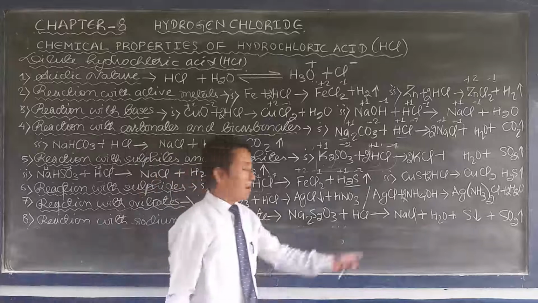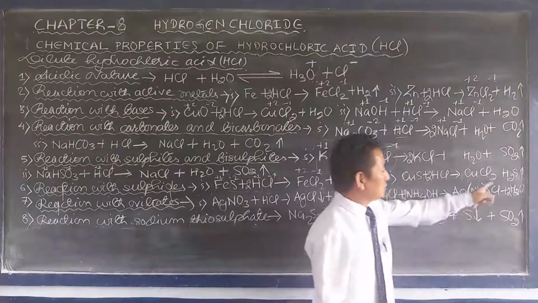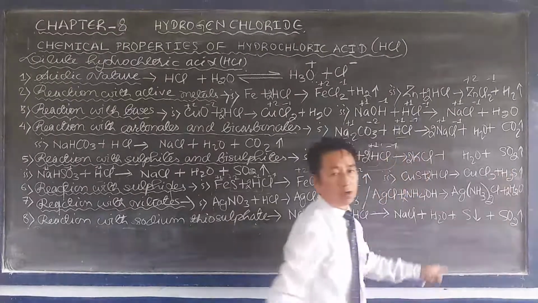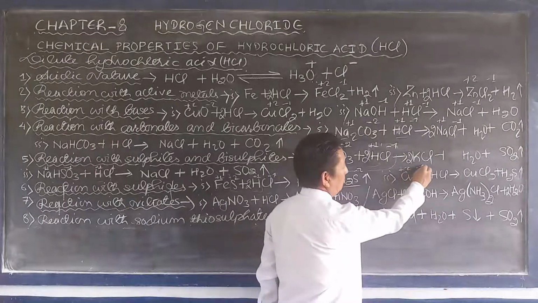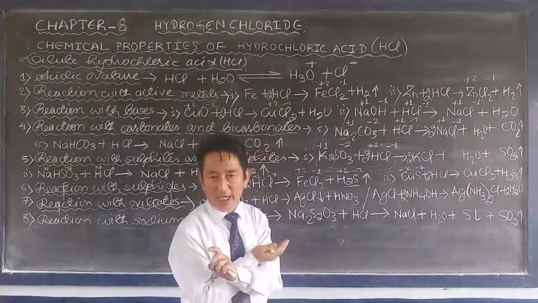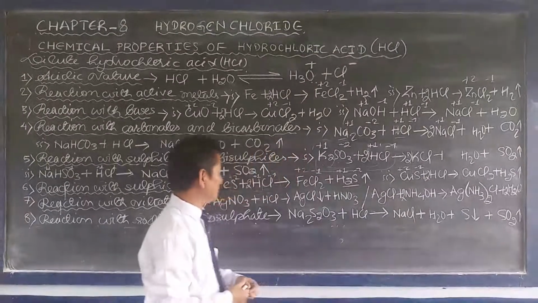Now similarly, copper sulfide, when it reacts with hydrochloric acid, will give hydrogen sulfide and copper chloride. Here both the valency of copper and sulfur is 2. On interchanging their valency, the 2s cancel, so copper chloride.